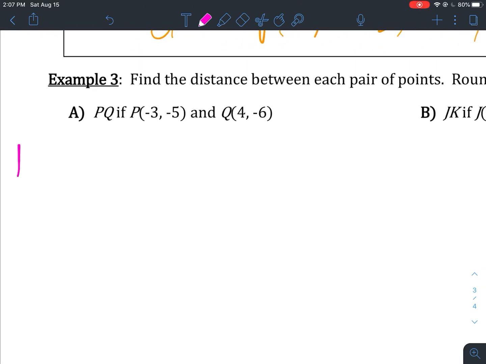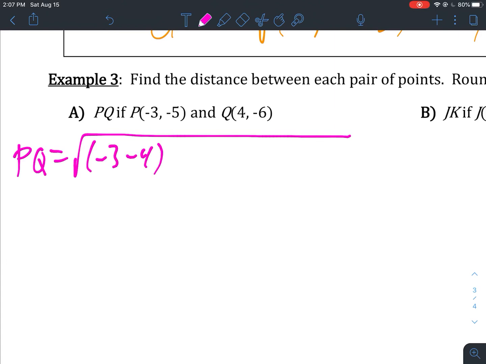So let's take a look at PQ. Big square root sign. So x minus x. If you want to do negative 3 minus 4, that's fine. If you want to do 4 minus negative 3, that's fine. It doesn't matter. Plus, now because I chose negative 3 to go first, I must choose negative 5 to go first as well. So negative 5 minus negative 6. And now we just simplify.